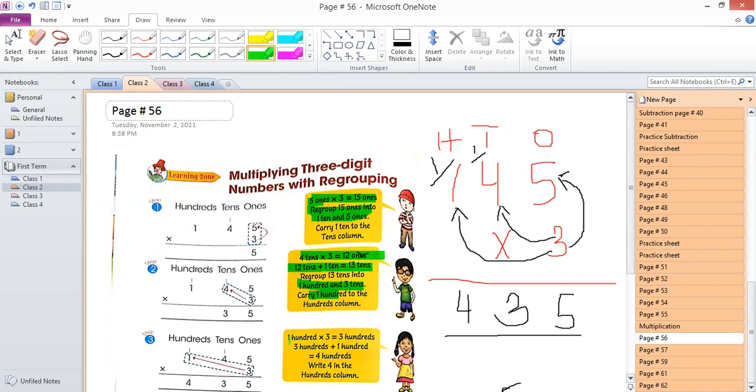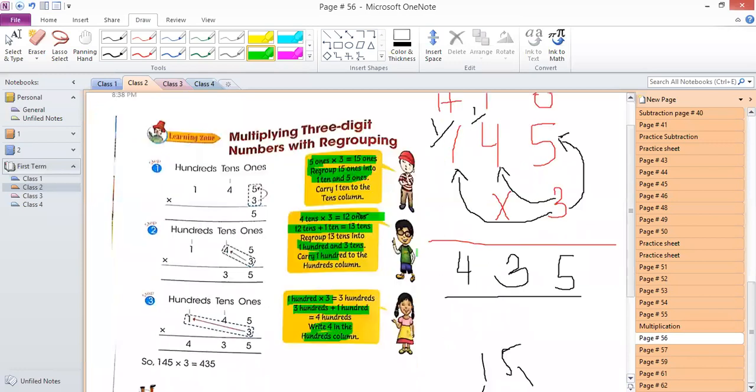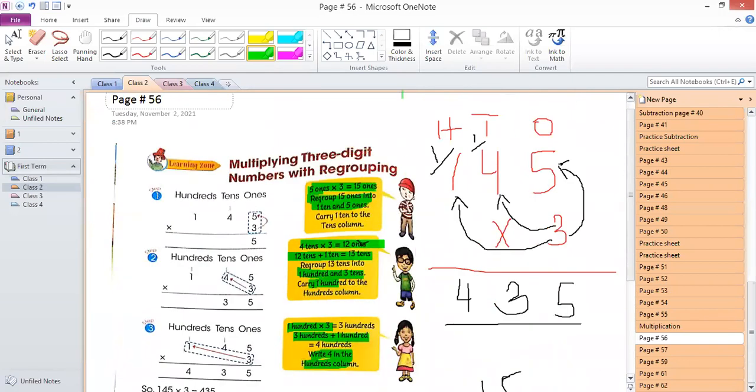And finally, you will multiply 1 hundred by 3, which is equal to 300. In 300, you will add the 1 which you have carried. So it will be 4. So you will write 4 in the hundreds column. So this will be 435. Is it clear, guys? How is it solved? Yes, sir. That's very good.